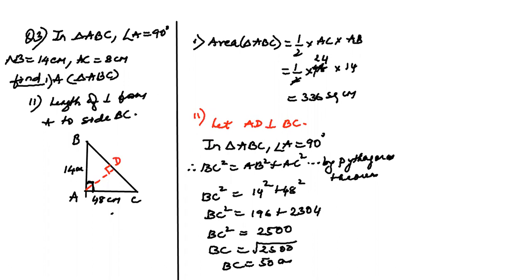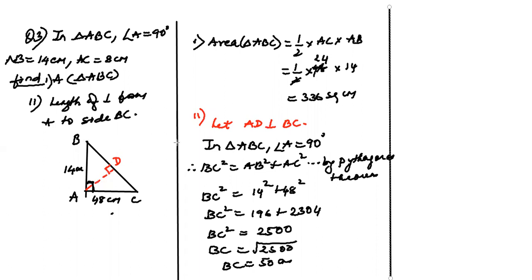Now listen, I told you why I found this. Because they want me to find the length of the perpendicular drawn from A to BC. This perpendicular drawn is the height of the triangle. Now, whenever in a triangle you see two pairs of base and height, only one height is missing.